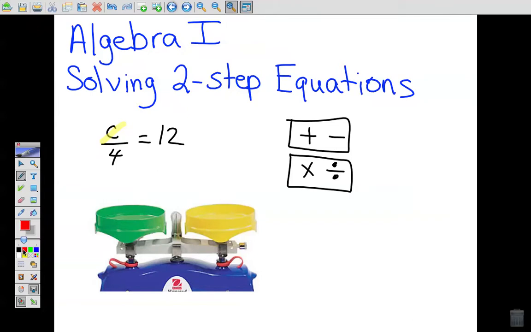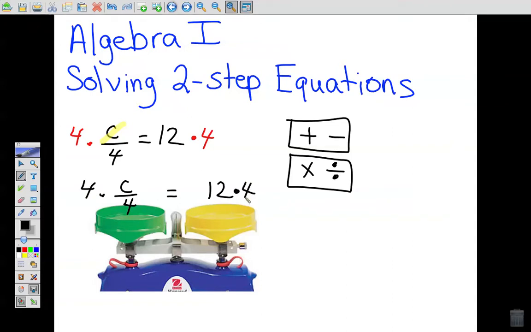So what's the inverse operation or the opposite of dividing by 4? Well, it's to multiply by 4. And notice that I'm multiplying both sides by 4, because what I do to one side, I have to do to the other. So on the green plate, I have c over 4. On the yellow plate, I have 12. And notice that I'm going to multiply this side by 4 and this side.